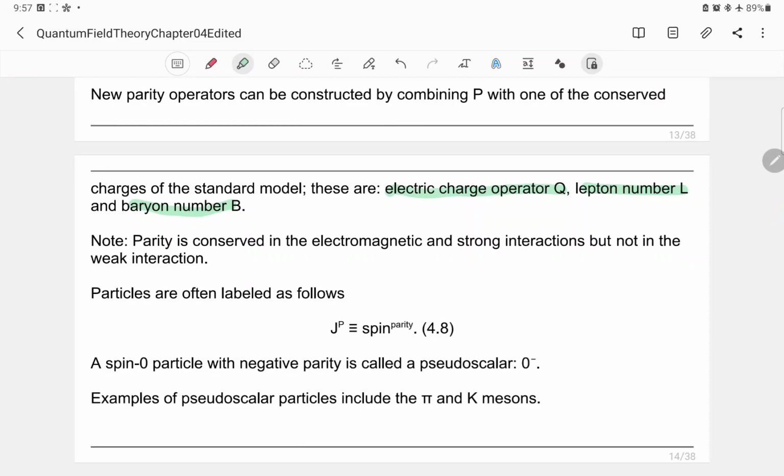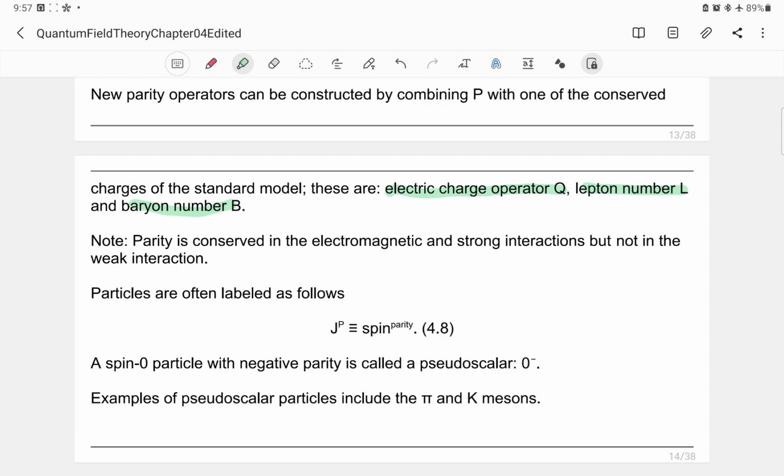So anyway, your electric charge operator Q's are just the charges of the particles, and they are additive quantum numbers. Lepton number L is just the number of leptons present in the interaction, and that is supposed to be conserved. The lepton number in the initial state should be the same in the final state, as well as the baryon number B. These are the number of baryons involved in the interaction.